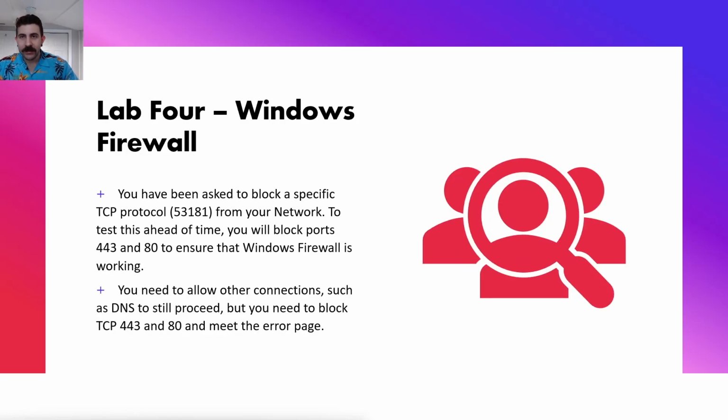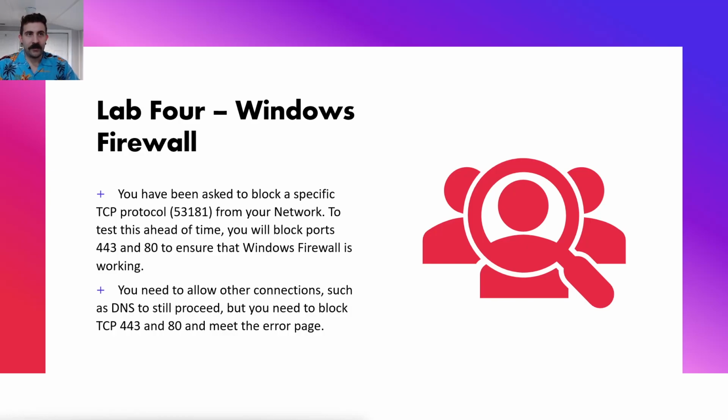In this, you have a scenario now, and it is that you have been asked to block a specific TCP protocol. In this one, I just randomly gave one, 53181, from your network. To test this ahead of time, you will block ports 443 and 80 to ensure that the Windows firewall is working. However, you still need to allow other connections such as DNS to still proceed, but you need to block TCP 443 and 80 and meet the error page. That is your criteria of success, right?